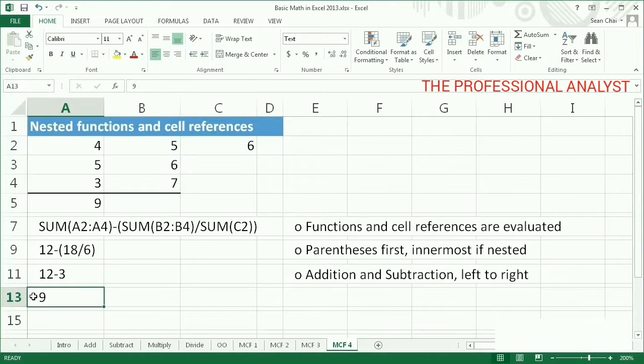Now you've got a pretty good idea about how to do basic math in Excel. Of course, there's more to learn.